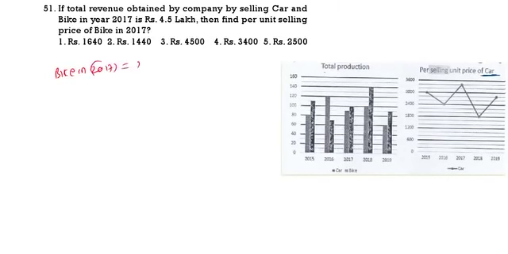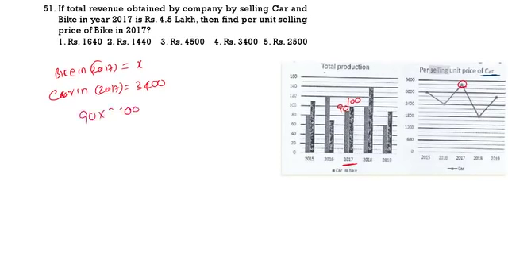So you take X. Then car in 2017, what is the price? That is 3,400. And in 2017, how many cars are sold? 90. How many bikes? 100. So 90 cars. 90 into 3,400.